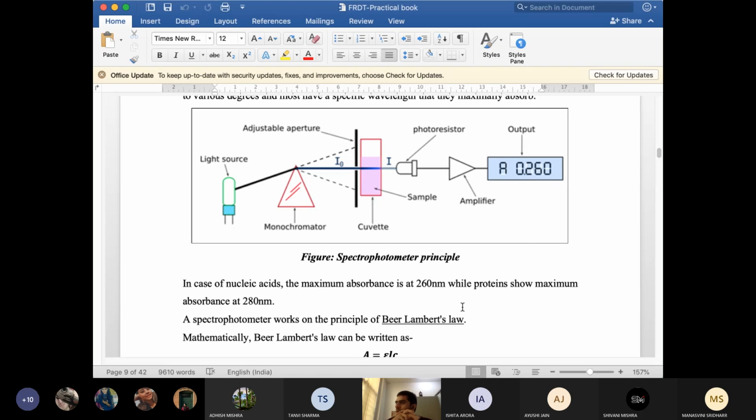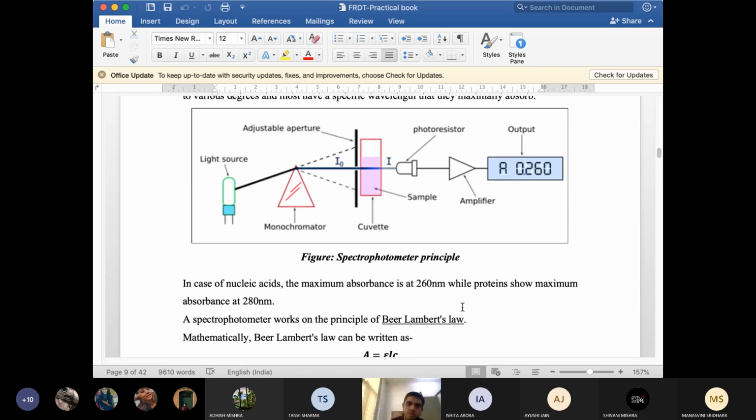Lambert-Beer's law: absorption is equal to epsilon multiplied by c multiplied by L. The absorption of radiation by a substance is directly proportional to the concentration of the substance and the path length. So these are the things to check.